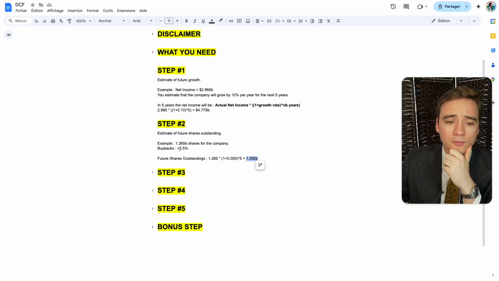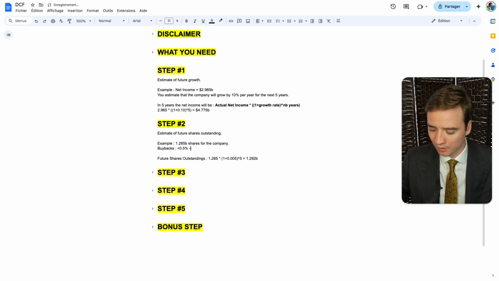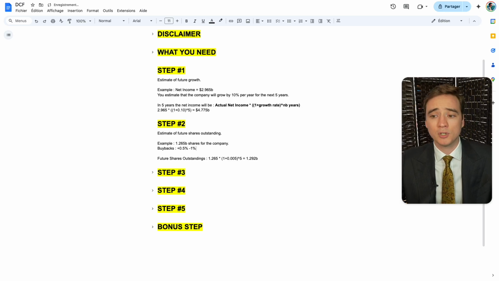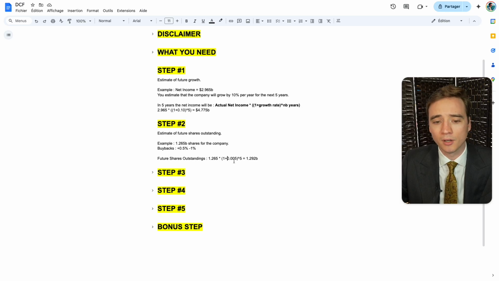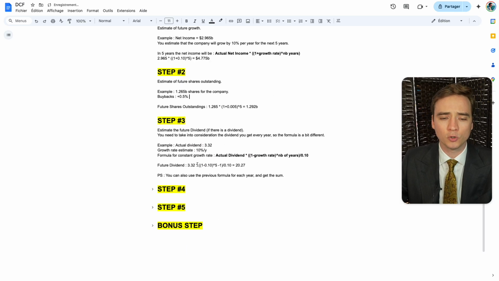If it was, I don't know, minus 1% per year, like every year they do 1% buyback, here instead of plus, you will have a minus, and you will have minus 0.01, etc. Okay, you understand this? So here you have the number of shares. When you have your future number of shares outstanding, you can go to step 3.